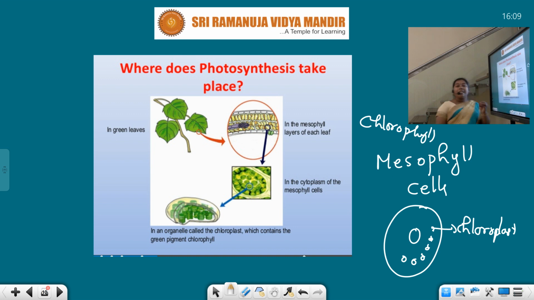Generally, this chlorophyll is a green color pigment. Because of the presence of this pigment only, leaves appear green in color. In the cytoplasm of the mesophyll cells, they have the chloroplast, and in turn this chloroplast has the chlorophyll pigment. It is an organelle called chloroplast, which contains a pigment known as chlorophyll.